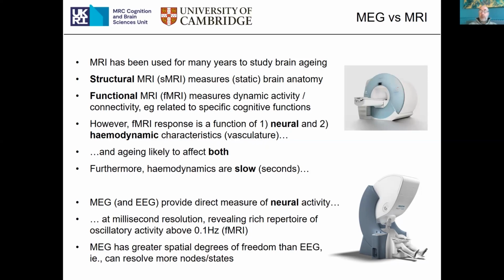You're probably familiar with EEG, which has been around for a long time. The main advantage of MEG is the fact that the skull and scalp distort magnetic fields less than they do electrical fields, and therefore MEG has a greater spatial resolution than EEG, or it can resolve more nodes in a network, or more states of the brain, spatially distinct states, which I'll come back to.